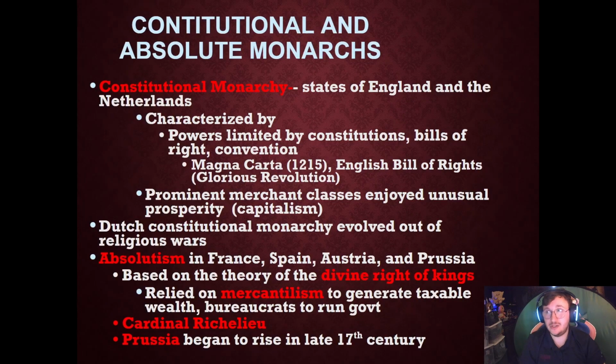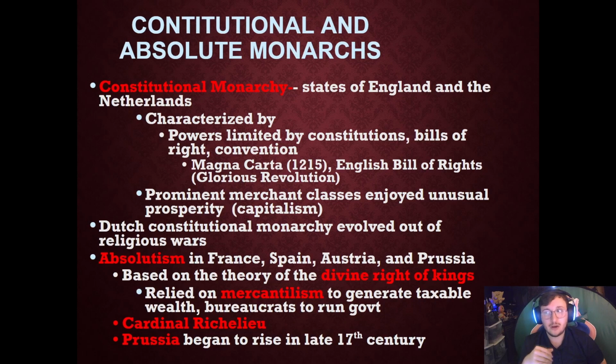So let's talk about constitutional and absolute monarchies. Constitutional monarchies are going to be England and the Netherlands. These are characterized by powers being limited by constitutions, Bill of Rights, and conventions. Basically meaning, yes, there is a king, and he is the king of England, but he's got some pretty severe limitations, and he can't treat people like garbage. He can't treat the nobility like garbage. He doesn't have absolute control. They are checked and balanced by a parliament, and they have a Bill of Rights, and the biggest ones for England are going to be the Magna Carta and the English Bill of Rights, which are really going to check the power of the king.